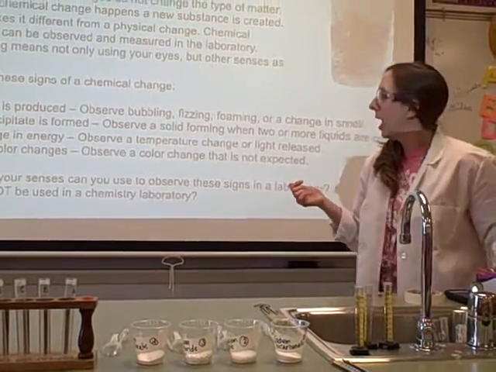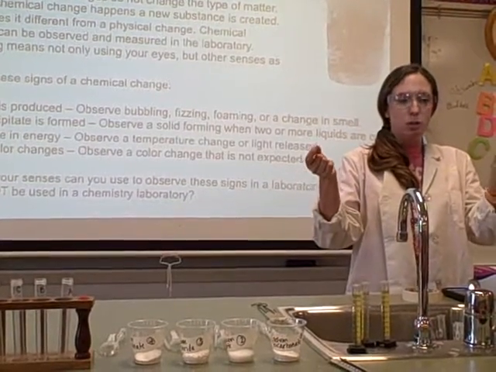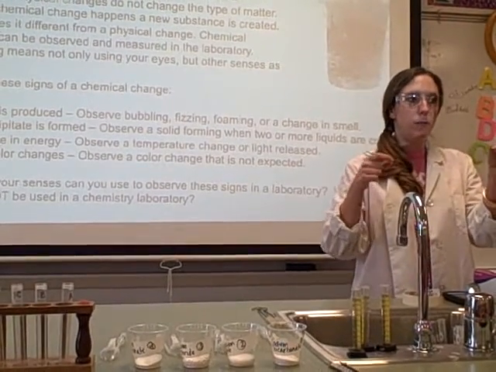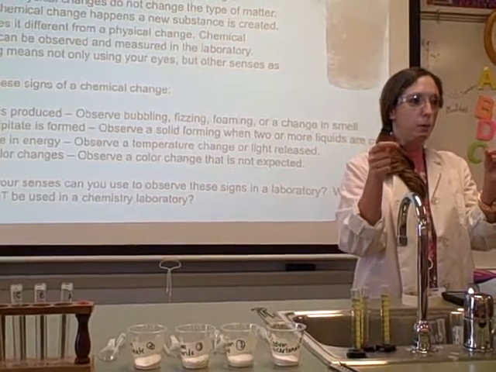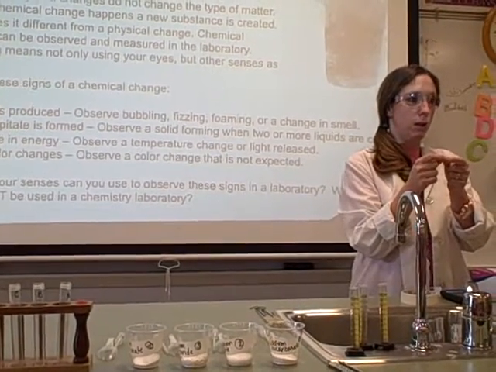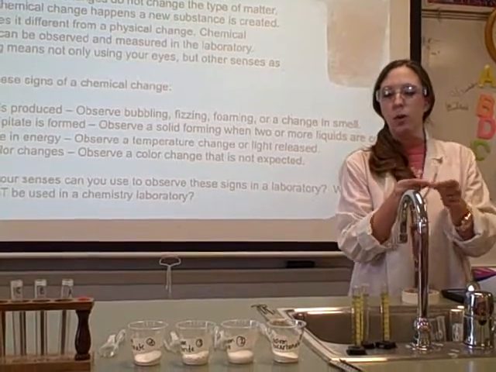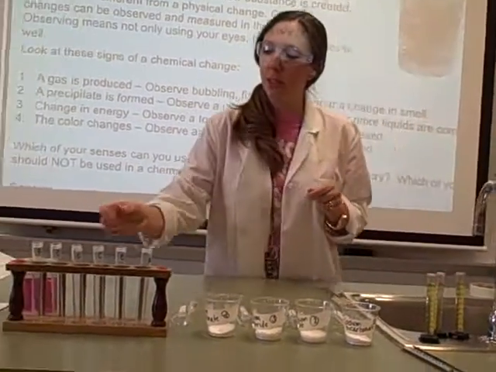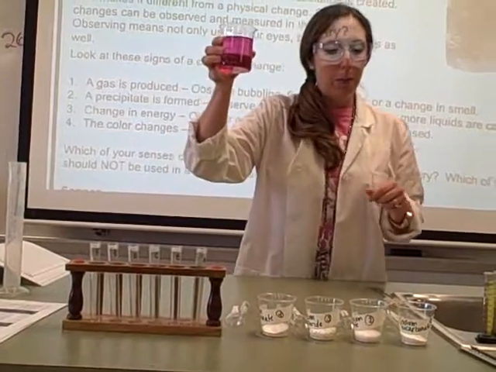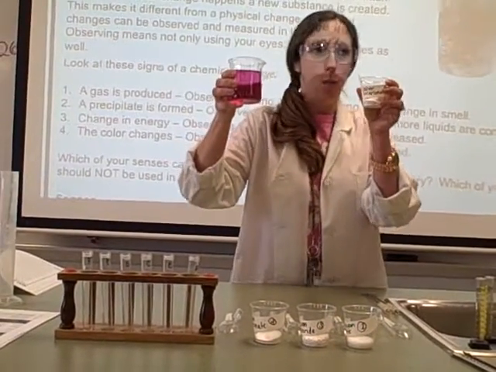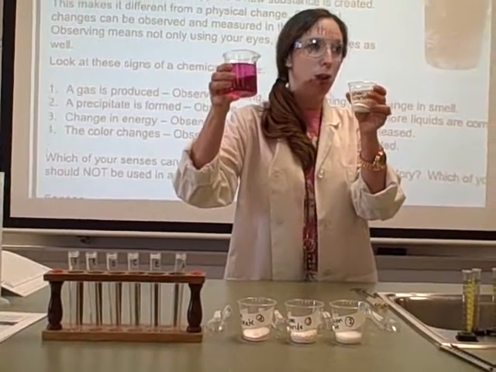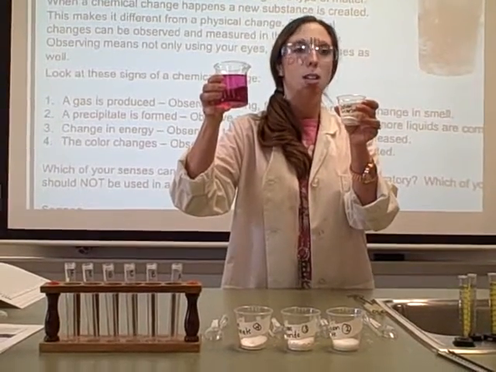Very good. But if I mix yellow food coloring and blue food coloring together and it makes green food coloring, was that chemical? No, it was just physical. But if I mix two different substances like purple juice and white powder and it makes a different color, is that a chemical change? Yes.